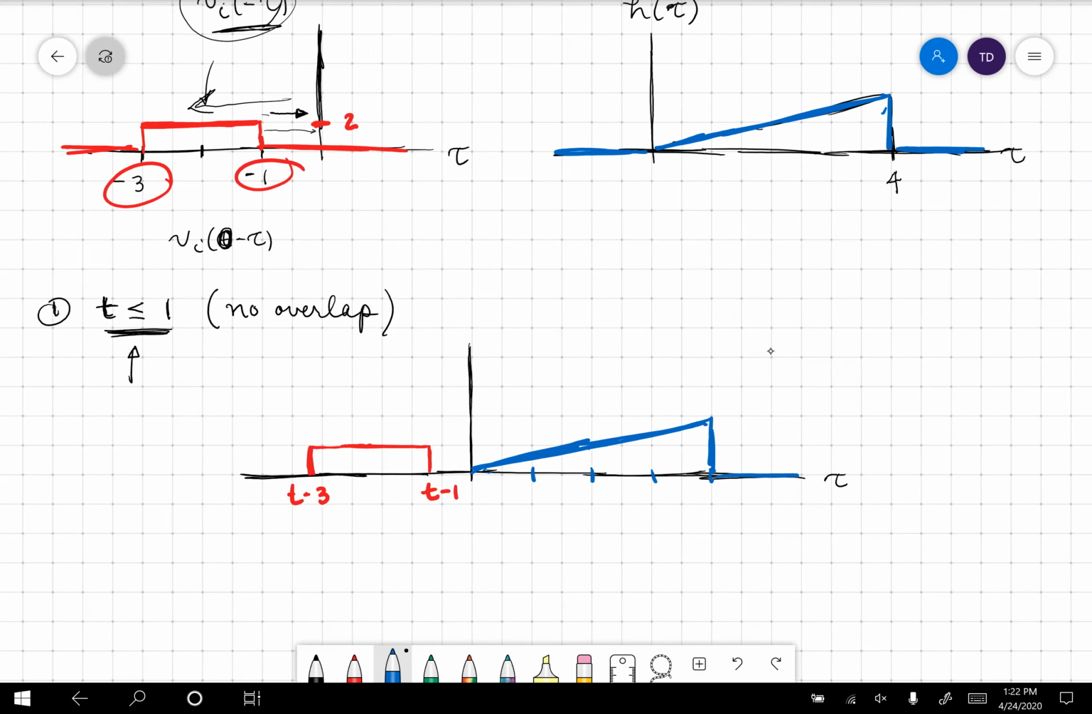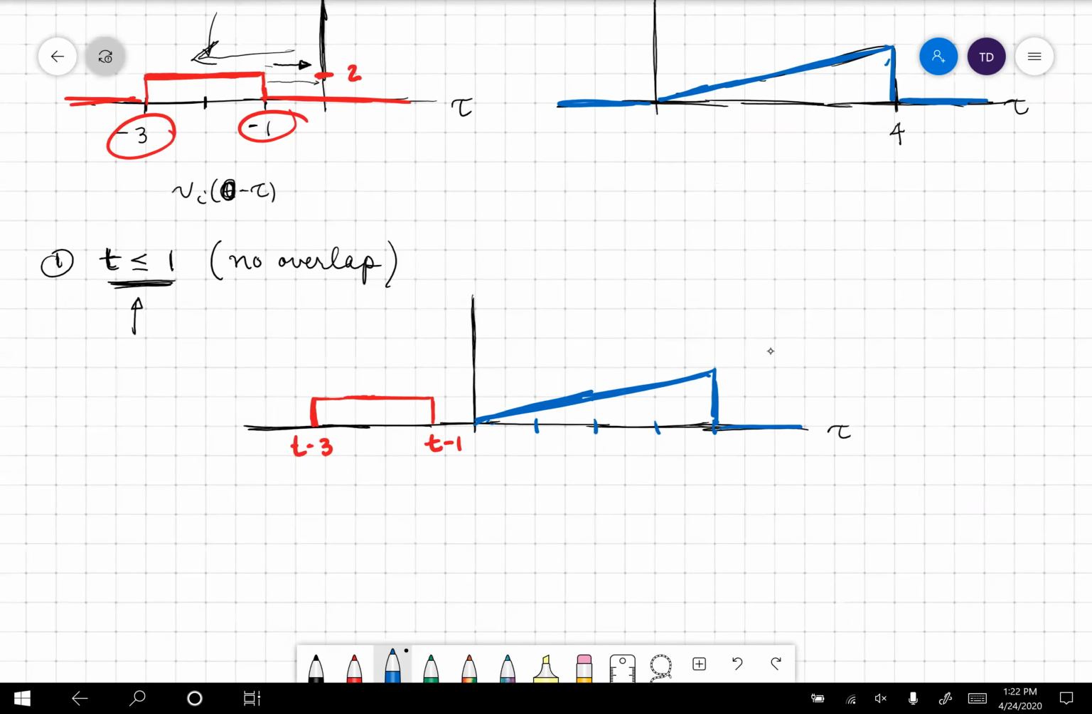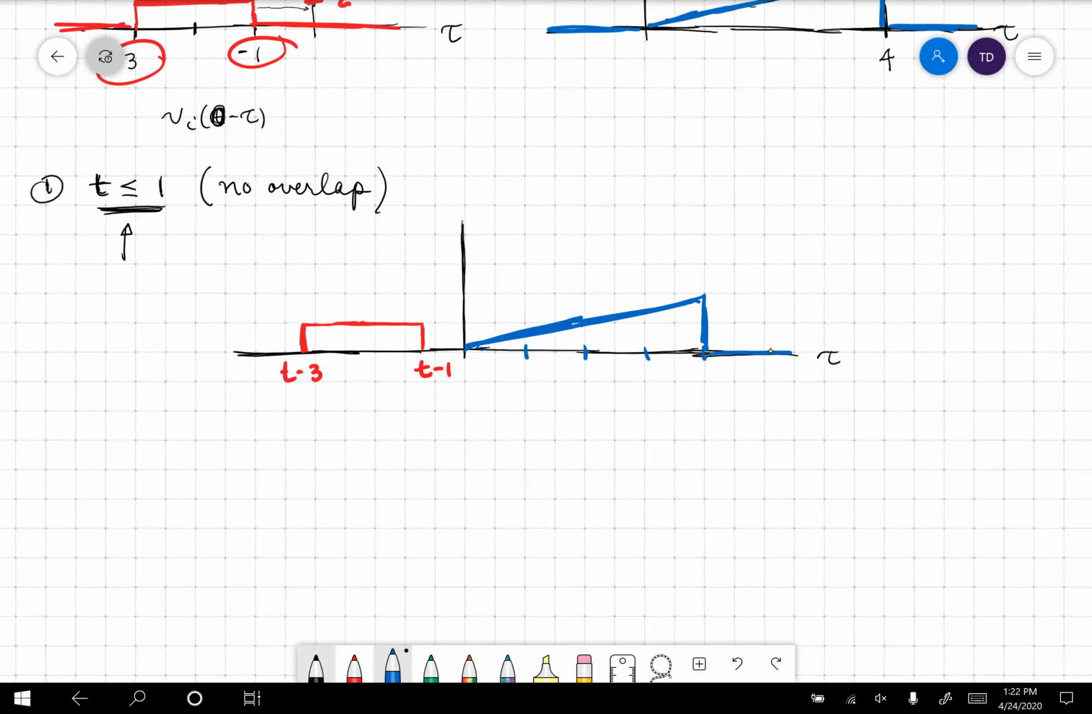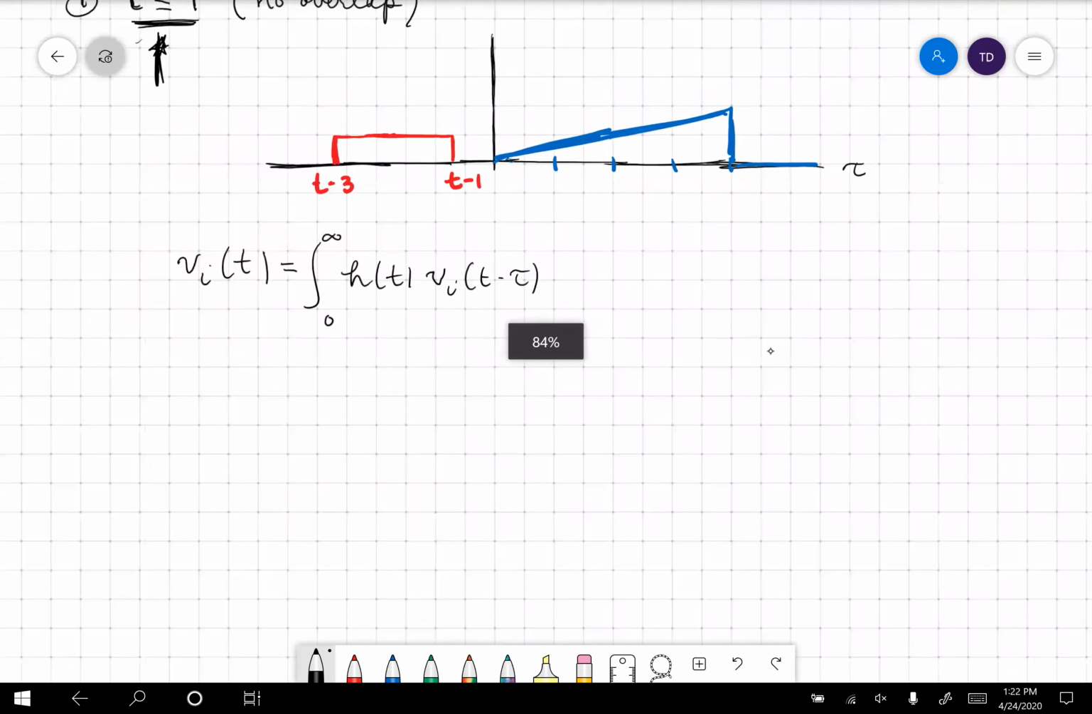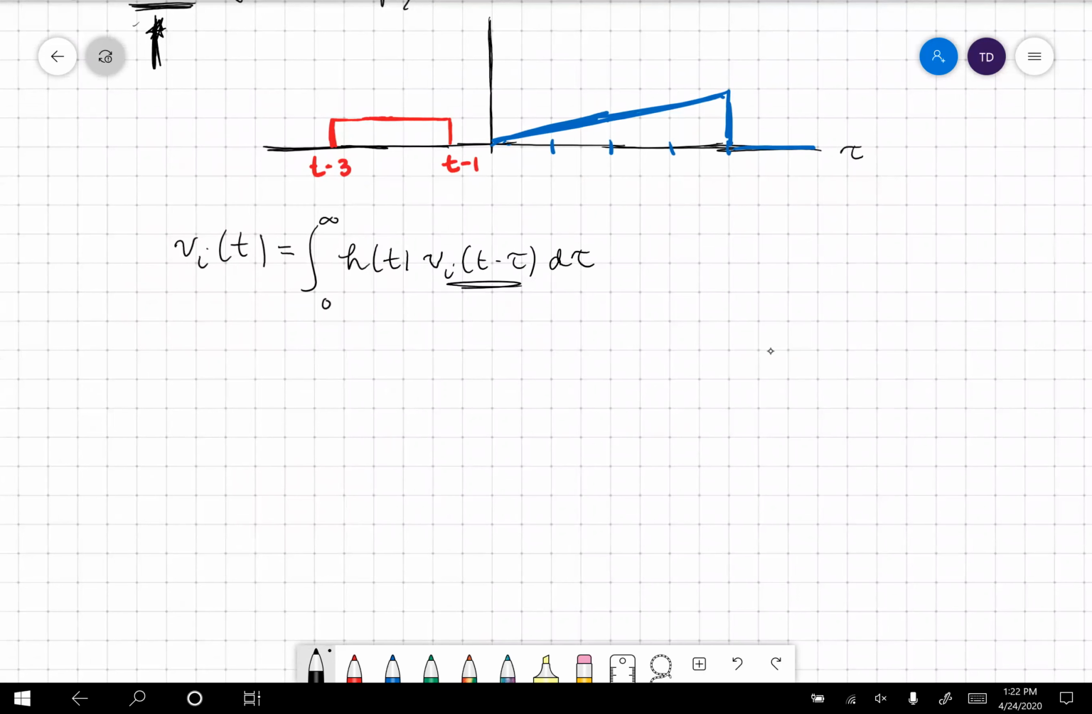Now remember what the integral is. I'm going to write it down here so you can see it. So right now in this region, vi of t is equal to the integral from 0 to infinity of, which one did we use? We used the h of t. Vi of t minus tau, is that the one that I used? Which one did I flip? Yes, vi of t minus tau. Good. Okay, vi of t minus tau, keep it there, d tau. The product.